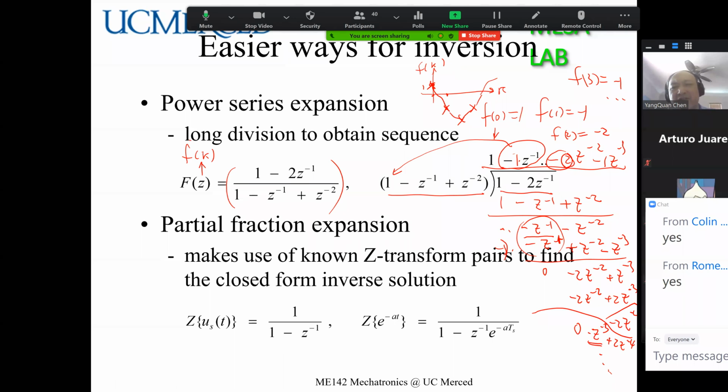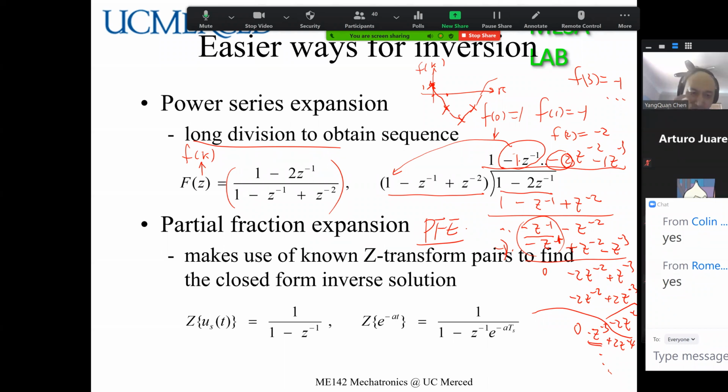So this is called long division. You should be able to at least get the first several coefficients. This is long division, right? But there are other ways to do it. It's called PFE. You have the knowledge doing an S transform, so we use existing known Z transformation pairs to find the closed form of the inverse solution. Here, this is a known step, and this is a known exponential decay.